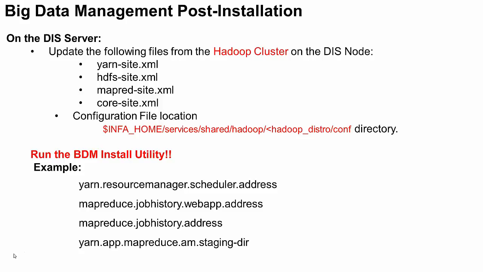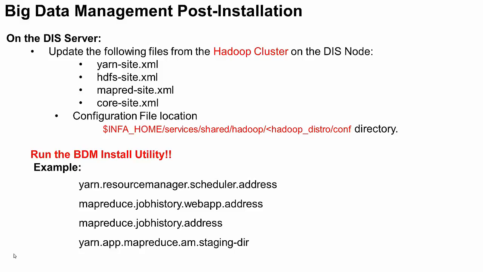Wherever your DIS service is running is a server. You need to log on and navigate through services, shared, Hadoop, Hadoop distro configuration directory. Hadoop distro here is, for example, Hortonworks 2.3 or Cloudera 5.5, and so forth. Look in the configuration directory, and there's a file called hadoopEnv.properties, and you'd need to update that file accordingly with the required properties.